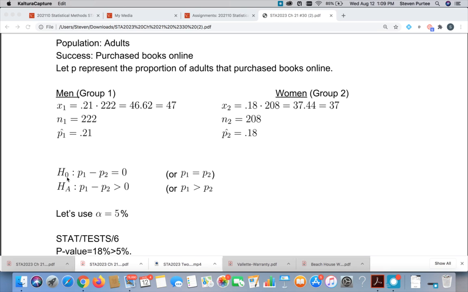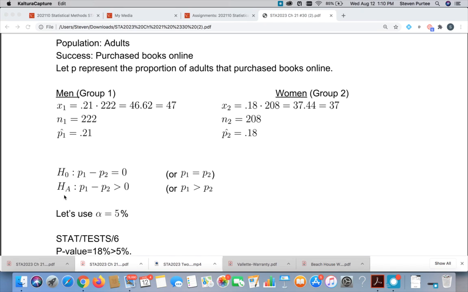The null hypothesis is always there's no difference between the groups. P1 minus P2 is 0. Every single time. As long as you make group 1 the one with the higher P hat. That's equivalent to saying P1 equals P2. They buy books online at the same rate.